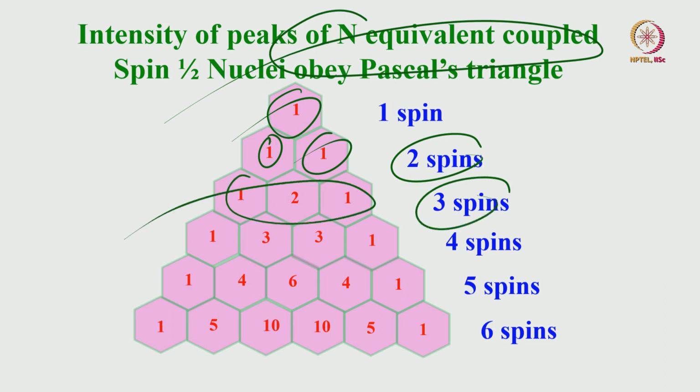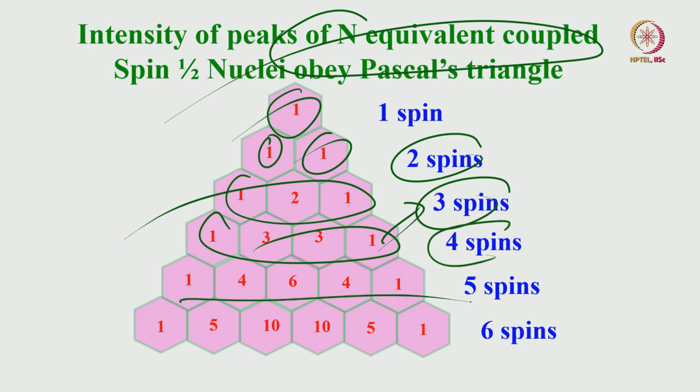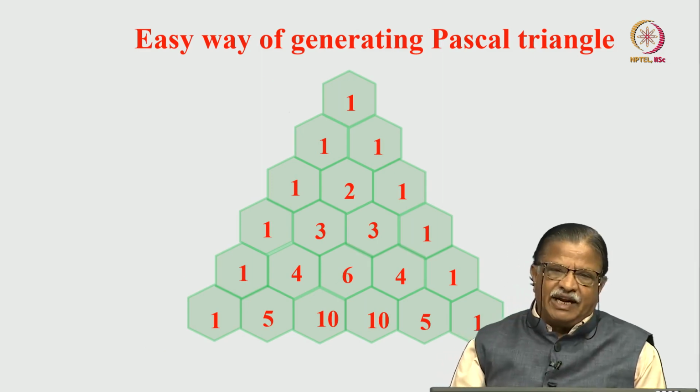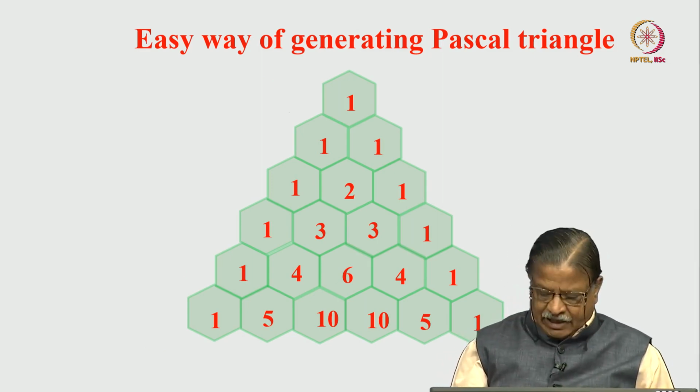When there are 3 spins, we have 1:3:3:1 intensity. Okay, and when we have 4 spins, 1:4:6:4:1. Like that, we can start getting the intensity pattern. They obey what is called the Pascal triangle. Okay, how do you arrive at this intensity? There is an easy way of generating the intensity in a Pascal triangle.